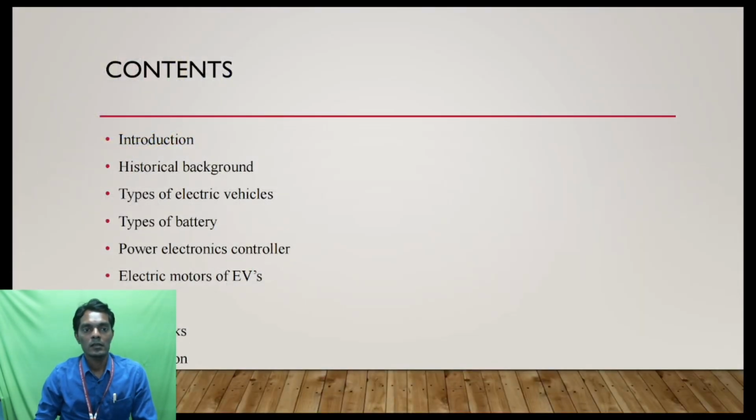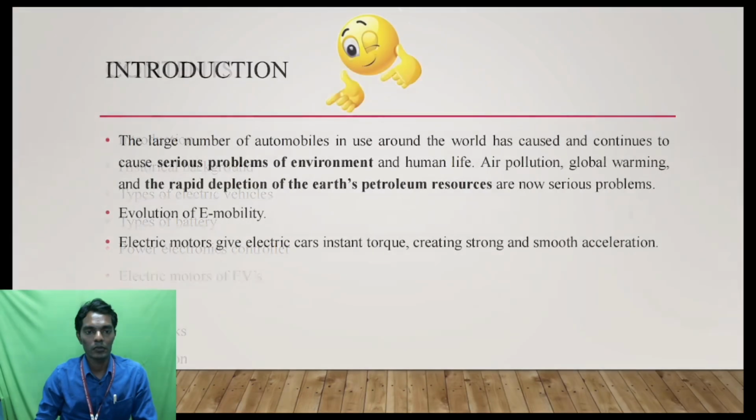These are the contents I am going to cover today, starting from the introduction, historical background and types of electrical vehicles, types of batteries, and the roles of power electronic converters and electric motors used in electrical vehicles, and benefits, drawbacks, and I will close the presentation with a conclusion.